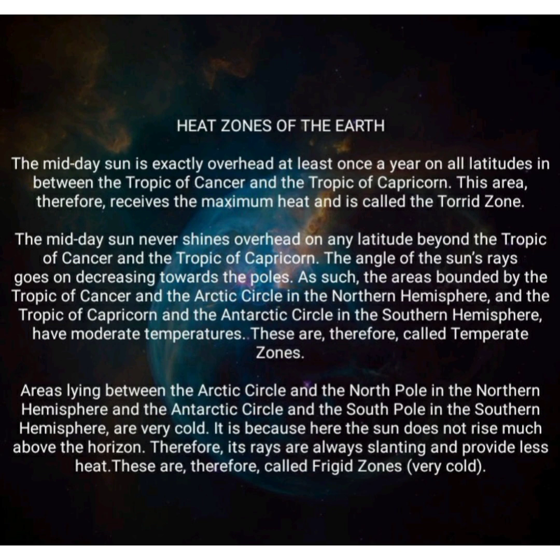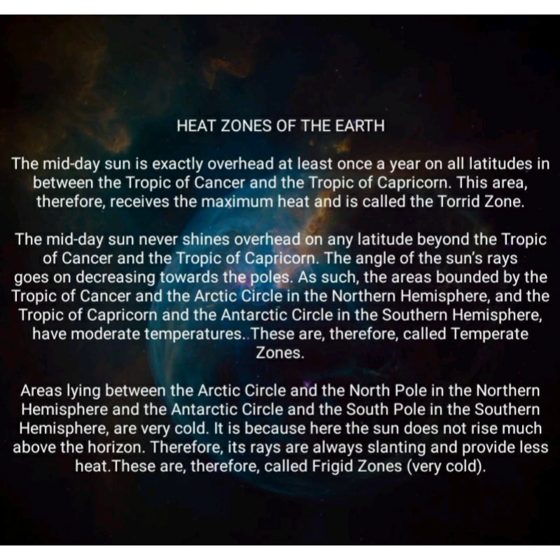So as much as you go near to the pole, the rays of the sun keep decreasing. The area bounded by the Tropic of Cancer and the Arctic Circle in the northern hemisphere, and the Tropic of Capricorn and Antarctic Circle in the southern hemisphere, has a moderate temperature, and therefore it is called the temperate zone. Neither of them goes to an extreme level. They have a moderate temperature. They are never too cold, and neither too hot. So they are known as the temperate zone.